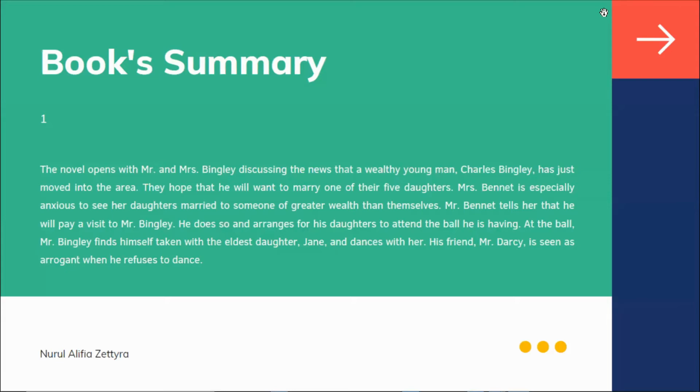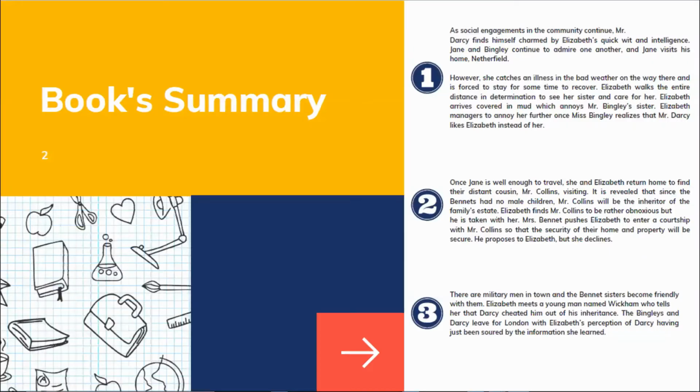Mr. Bennet tells her that he will pay a visit to Mr. Bingley. He does so, and arranges for his daughter to attend the ball he is having. At the ball, Mr. Bingley finds himself taken with the eldest daughter, Jane, and dances with her. His friend, Mr. Darcy, is seen as arrogant when he refuses to dance.